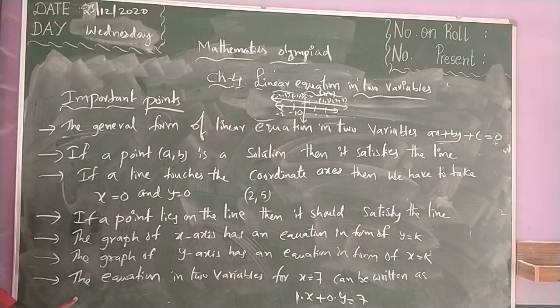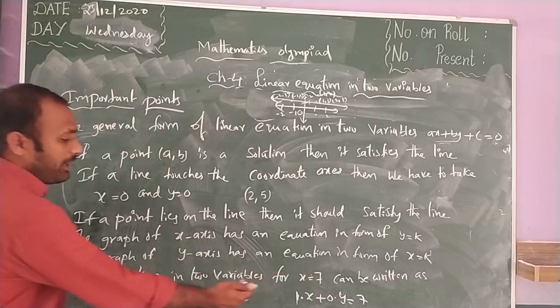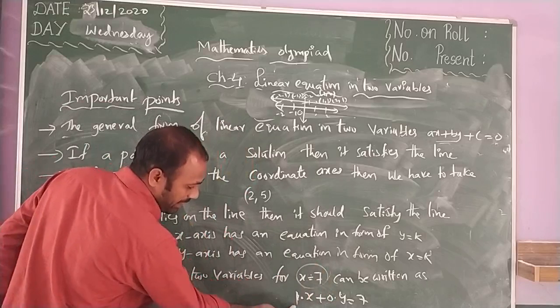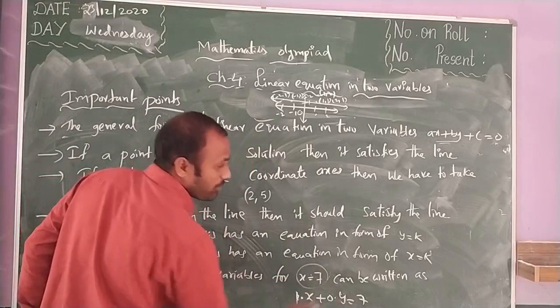The last point is the equation in two variables for x = 7. If I want to write this equation in two variables, then x I will write as usual. Since the y term is not there, I am going to replace it by 0 into y equals 7.